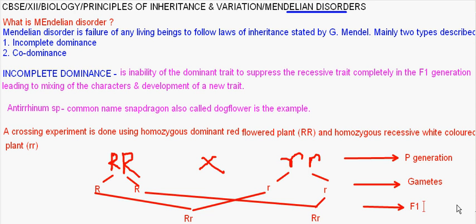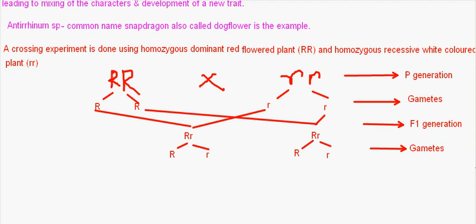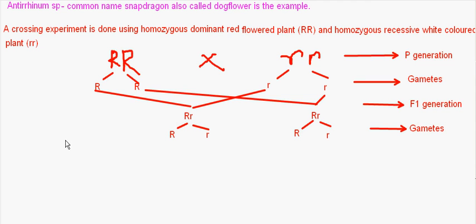Now, after that, again to write the gametes, it is similar to a monohybrid cross, just the results are different. It's capital R, small r, then again capital R, small r, so gametes of F2 generation. Then a Punnett square can be formed, a checkerboard, whatever you call it. The way it's written in a monohybrid cross, same way.